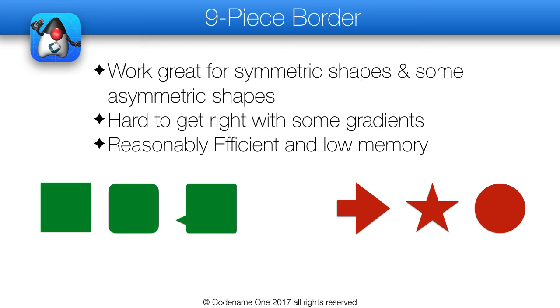So 9-piece border essentially it's great for symmetric shapes, although it works with some asymmetric shapes. You will notice the shapes on the left are colored in green. Those are great shapes, or good shapes in the case of the rightmost one. For 9-piece borders, they will work with 9-piece borders. The shapes on the right will not. And the reason will become apparent when I explain more accurately why. It's also harder to work with some types of gradients with 9-piece borders.